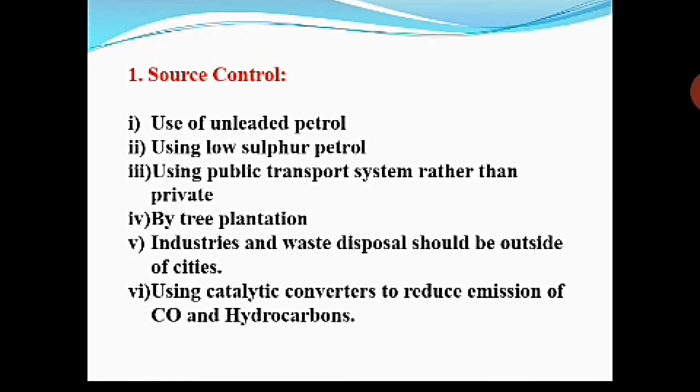Another one is tree plantation. Tree plantation is the best method for minimizing air pollution, because trees create a healthy, green atmosphere, as well as absorb different toxic gases from the atmosphere, and help in conserving soil as well as maintaining climatic conditions. Therefore tree plantation is the best choice for minimizing air pollution.